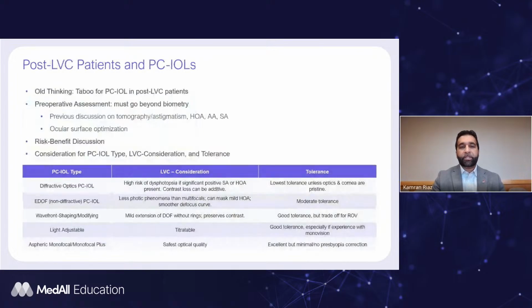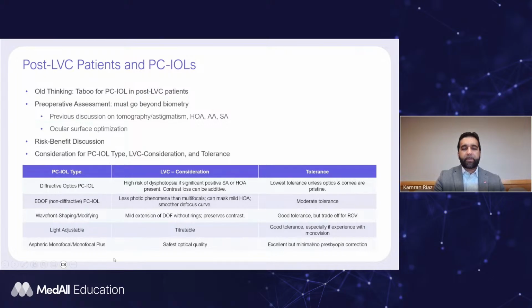What about laser vision correction patients and PC-IOL? The old thinking, I think, was that it was kind of taboo for patients who had undergone previous LASIK or PRK to receive a PC-IOL. And I think that's changed now. I think with careful selection and screening, these patients can still get a PC-IOL. But our preoperative assessment really has to go beyond biometry. We need to think about astigmatism, higher order aberrations, angle alpha, spherical aberration. We have to make sure we optimize their ocular surface.